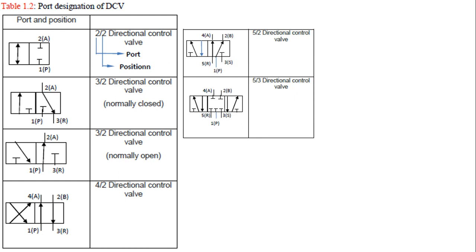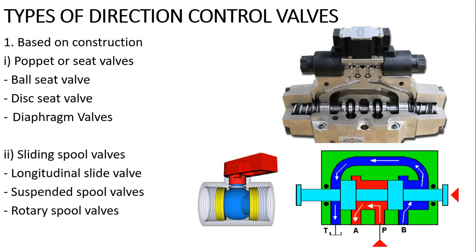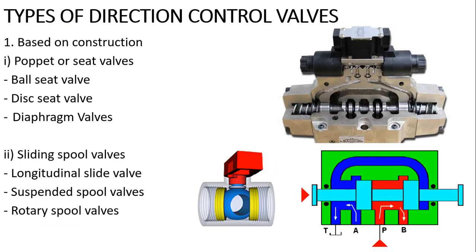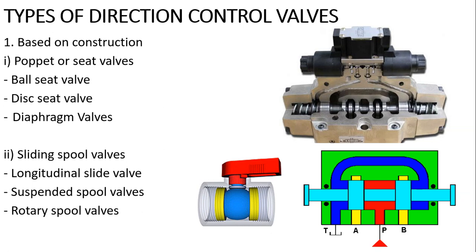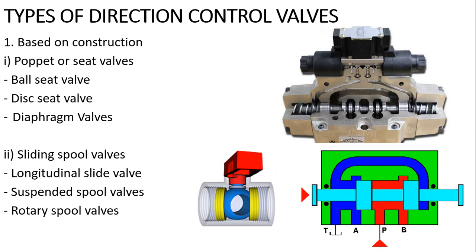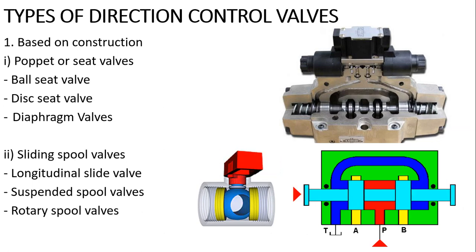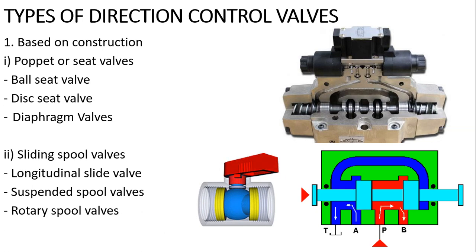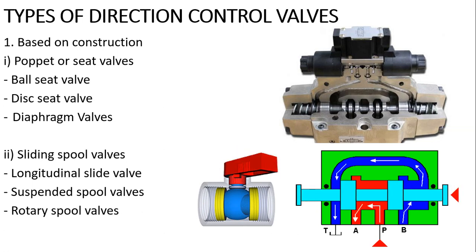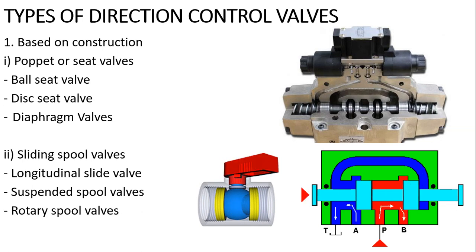So standard you can practice. I hope you have done. Now, what are the types of direction control valve? You can see here there are different types of direction control valve based on the construction, that is poppet valve or seat valve, ball seat valve, disc seat valve, diaphragm valves. These are nothing but the poppet seat valves.